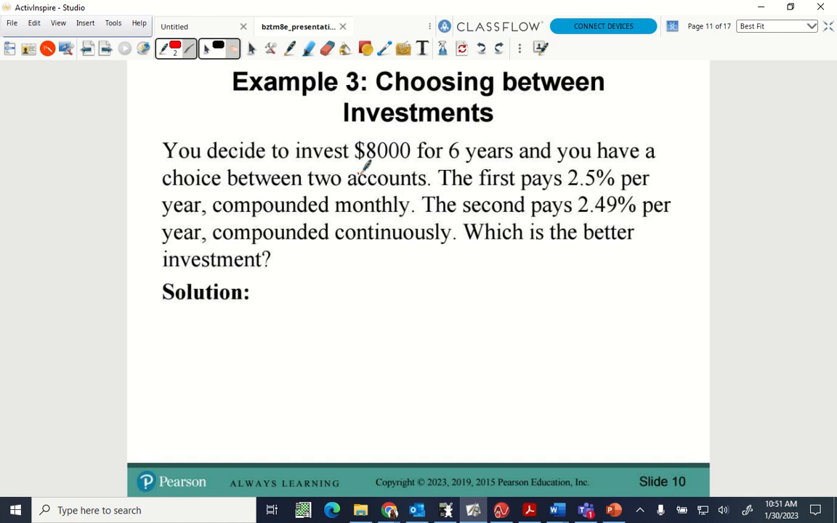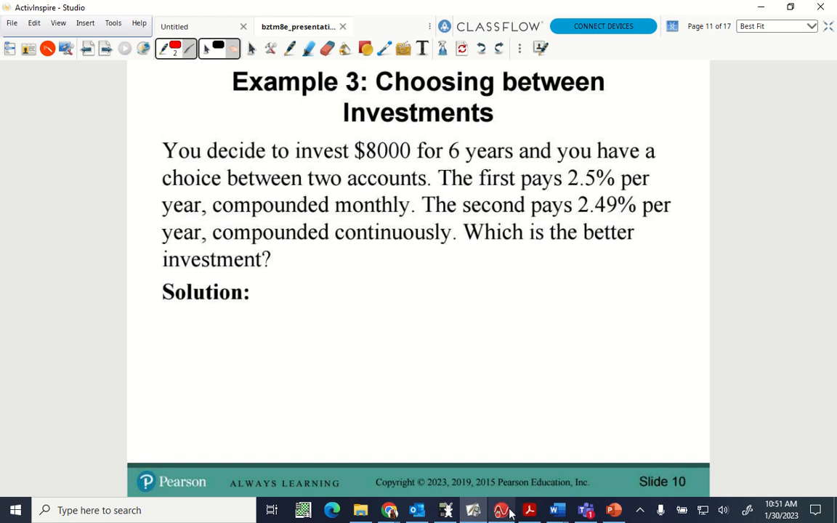You decide to invest $8,000 for 6 years, and you have a choice between two accounts. The first pays 2.5% per year compounded monthly. The second pays 2.49% per year compounded continuously. Which is the better investment?